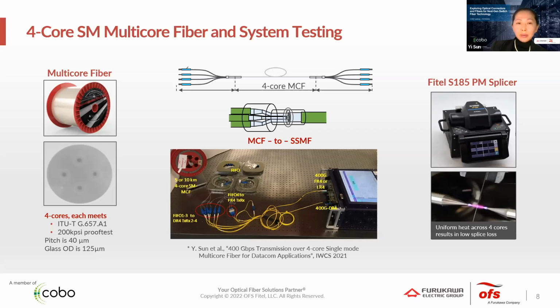And we carried out a system transmission experiment using commercial 400G DR4, FR4, and LR4. The signals were coupled to the fibers through a multi-core to single mode fiber fan out. Error-free transmission over 5 kilometers and 10 kilometers was achieved. That's reach specified or exceeding that specified for standard single mode fiber in standards. I have to mention splicing techniques were developed to apply uniform heat across the 4 cores of the fiber that resulted in a world record low splice loss.